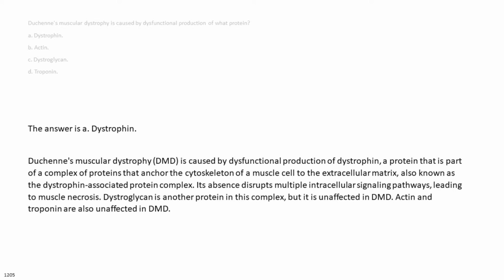Its absence disrupts multiple intracellular signaling pathways, leading to muscle necrosis. Dystroglycan is another protein in this complex, but it is unaffected in DMD. Actin and troponin are also unaffected in DMD.